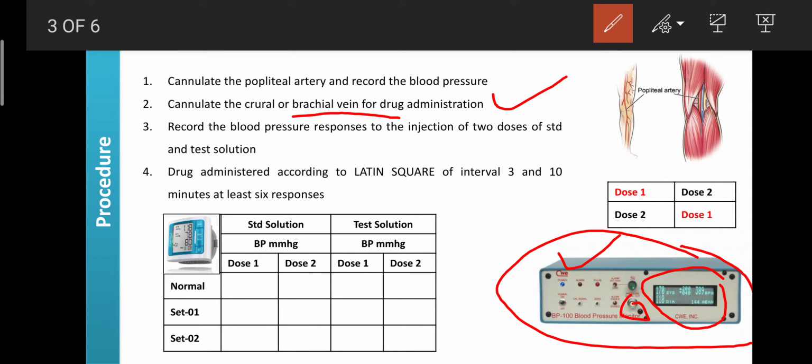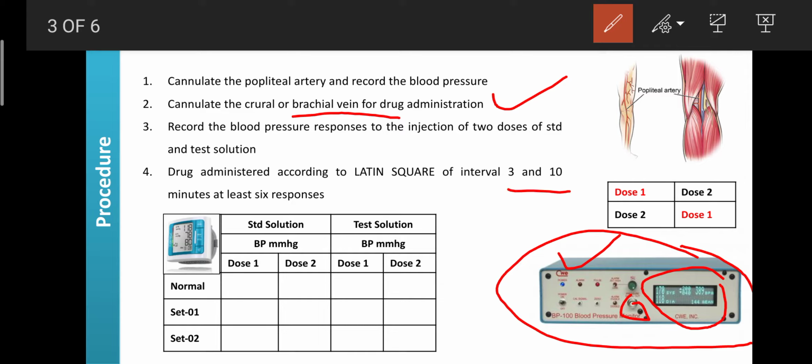The brachial vein is present in the arm. Sorry, I am giving the wrong message. It carries blood from the hands, not from the lungs. It is present in the arm, where we can monitor the blood pressure. That is isolated, and then you put the cannula. Through the cannula, whatever drug is needed during the experiment can be administered. Later on you make two doses of standard and test solutions according to a Latin square design, maintaining a 3 to 10 minute gap.